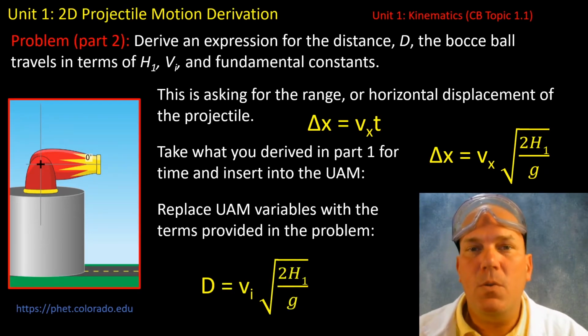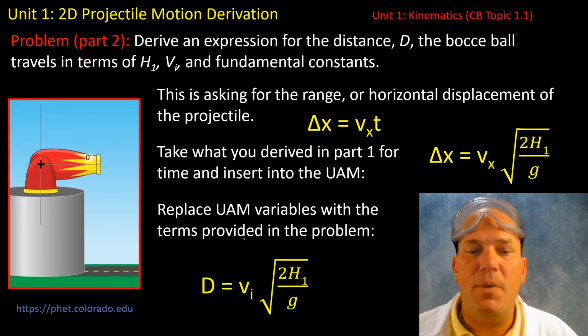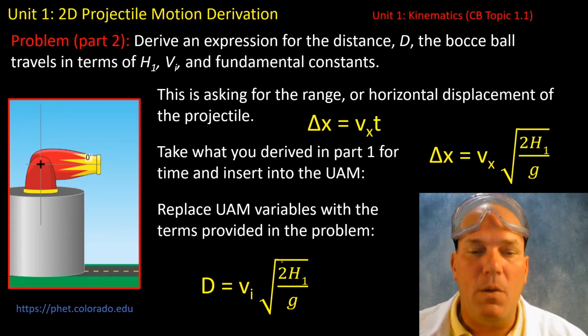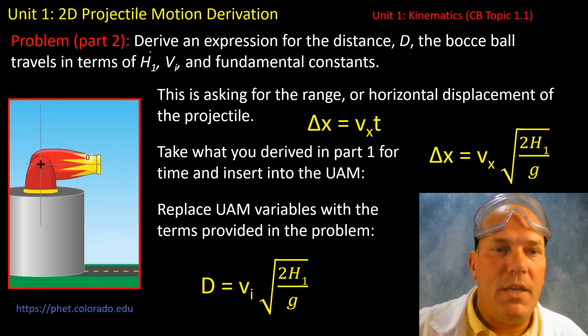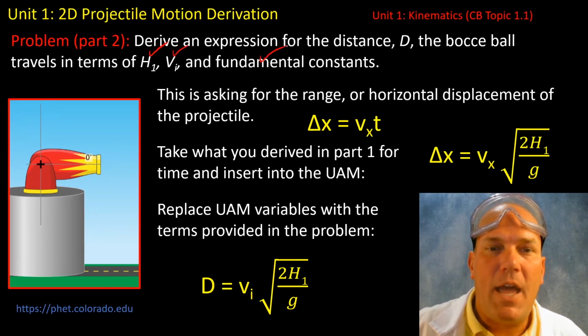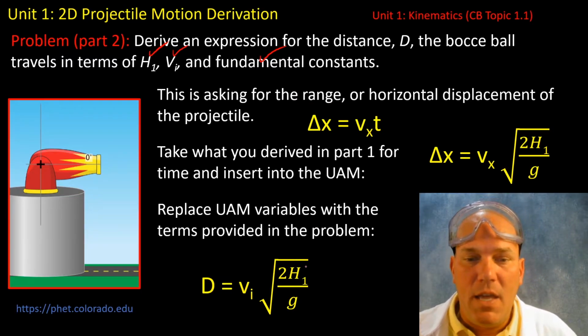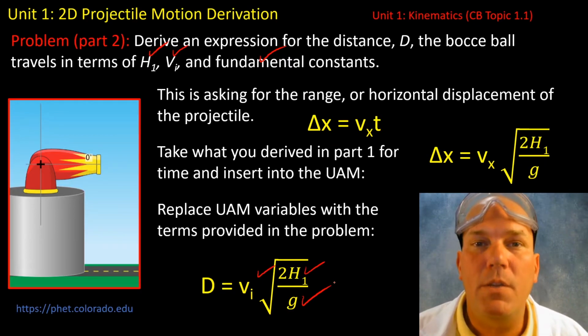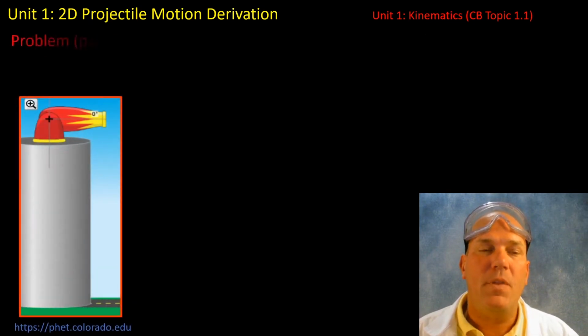So our change in horizontal position becomes a capital D. Our V sub x becomes V sub I. Of course, this was derived in part 1. Let's double check in terms of H1, VI, and fundamental constants. H1, VI, fundamental constants. So we're good to move on to part 3.